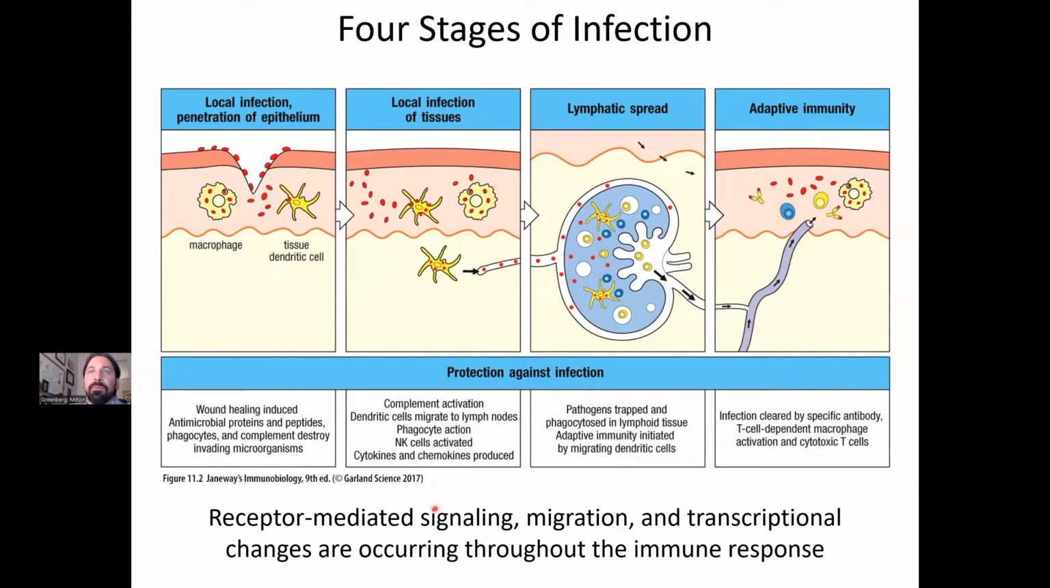So this receptor-mediated signaling feels a little boring in some ways, because it's just a lot of kinase cascades and transcriptional activation and transcription factors.